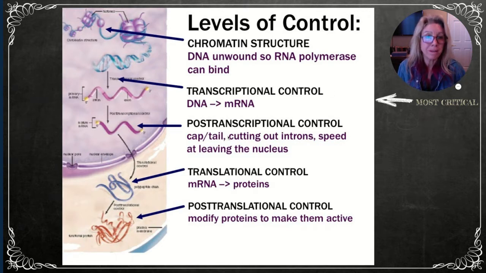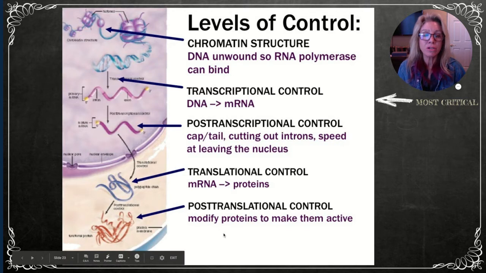Post-transcriptional control, post coming after transcription, is any modification to that mRNA after the initial mRNA is made to form a mature RNA, including the cap and the tail and cutting out introns and leaving exons. And also your ability to leave the nucleus. Translational control has anything to do with the mRNA being able to get on the ribosome and be able to translate the mRNA into a series of amino acids.